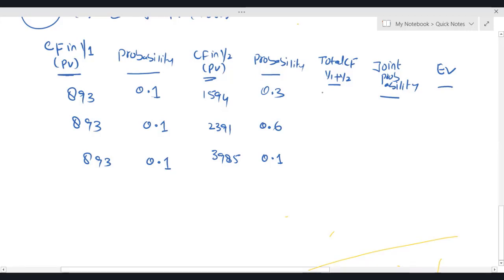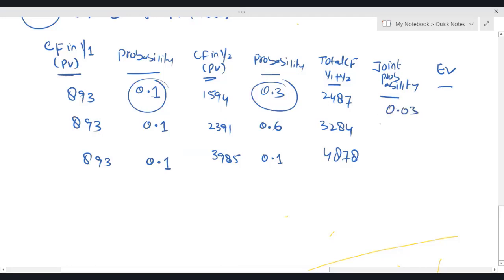Just add cash flows of year one with year two, which means 893 plus 1594, I'm getting 2487. 893 plus 2391, I'm getting 3284. 893 plus 3985, I'm getting 4878. How do we calculate joint probabilities? By multiplying these two probabilities, this with this. 0.03. 0.1 into 0.6, 0.06 and 0.01.